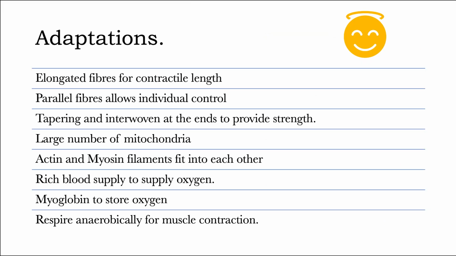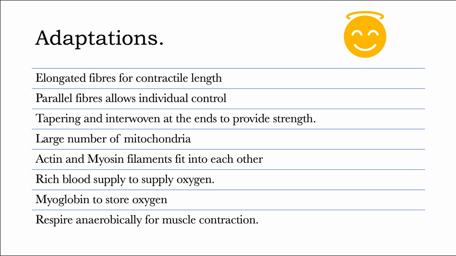What are some of the adaptations that make muscles able to do what they do? Number one, they have elongated fibers that provide contractile length. Their fibers can increase and decrease in length. And then they have parallel fibers which allow individual control. Like we have seen, the myofibrils, they are together, they are in the same cell, but they have a degree of independence. And then they are tapering and interwoven at the ends to provide strength. Like you saw the tendon, the periosteum blends into it, and then the tendon connects to the bone.